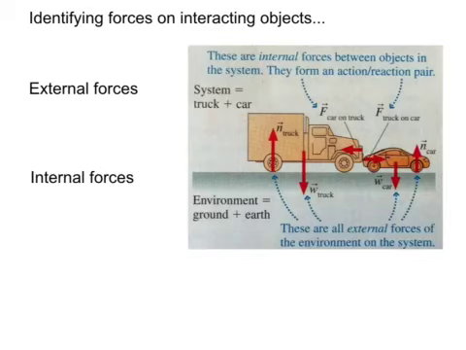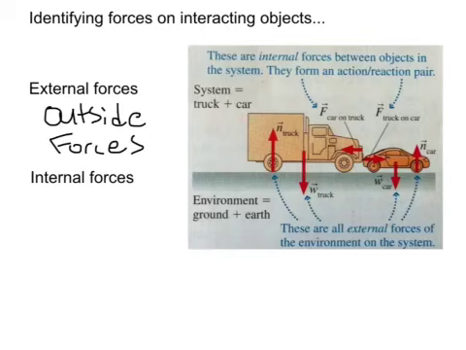For example, for a truck pushing a car over here, we could take the car and truck together as a system while the road and earth would make up the environment. With the system chosen in this way, we can make a distinction between two classes of forces, external forces and internal forces. External forces are forces on objects in the system that originate from outside the system.